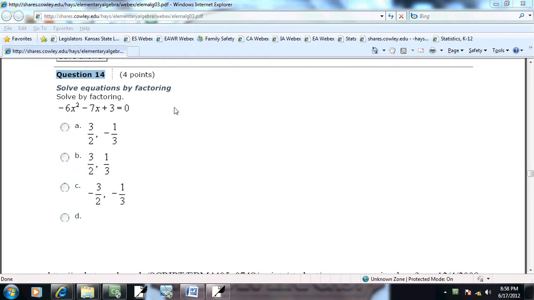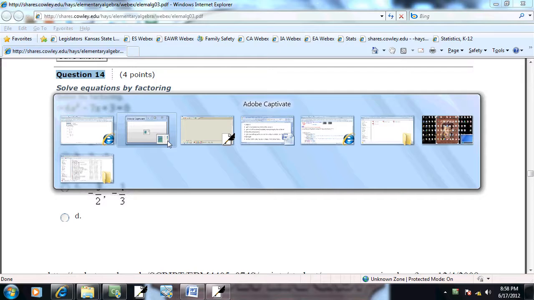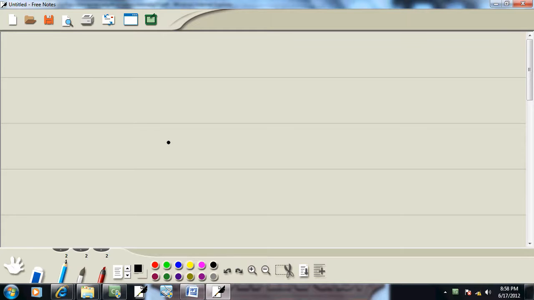Let's take a look at question 14. I'm going to solve this by factoring. Let's refresh your memory first on the zero factor property. Some books call this the zero product principle. They have a lot of different names. They kind of all revolve around the same idea, though.